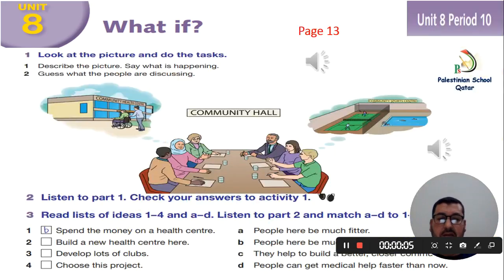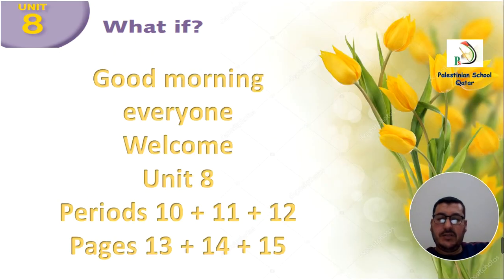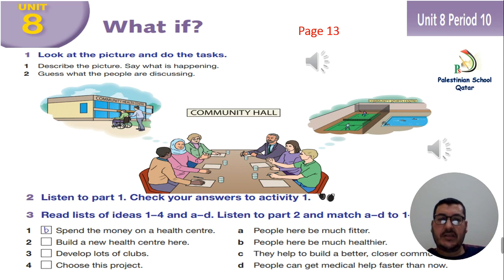Today we have three periods, Unit 8, periods number 10, 11, and 12, and pages 13, 14, and 15. Let's start with the first exercise on page 13. Look at the picture, everybody, and do the tasks. Describe the picture, say what is happening, and guess what the people are discussing.